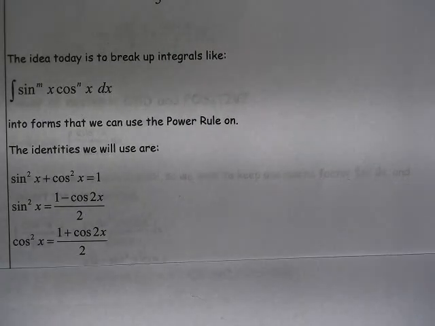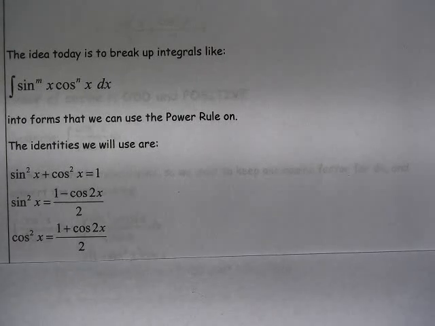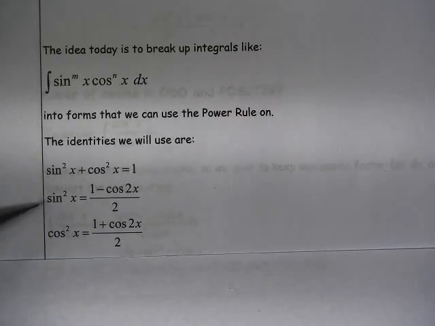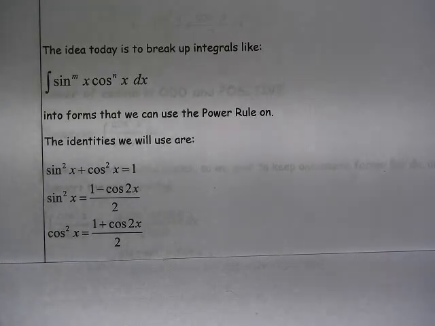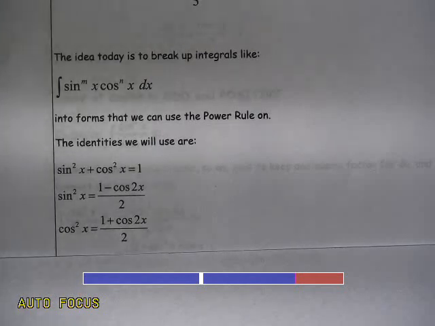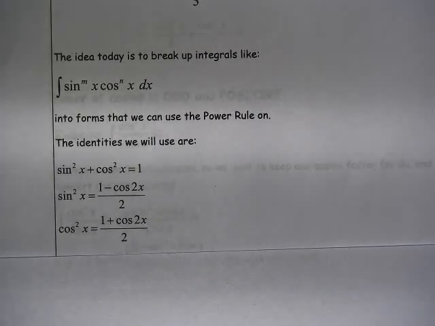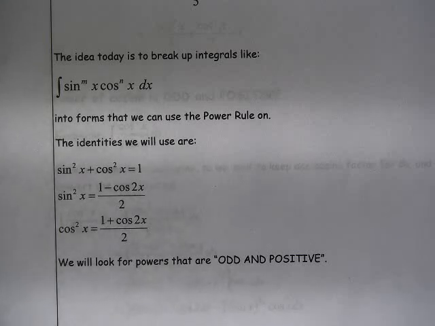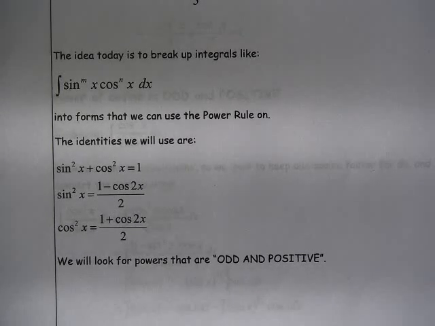the identities that we're going to use are the following. These three. We have the Pythagorean identity, which we all should be really familiar with, and then we have the two power reduction formulas, which may not be right in the front of your brain, but they need to be starting now, I guess. So we need to know those power reduction formulas. And for sine and cosine, we're going to look for powers that are odd and positive. All right, hopefully you'll see in a second why we're looking for those, but we're going to look for powers of either sine or cosine that are odd and positive.